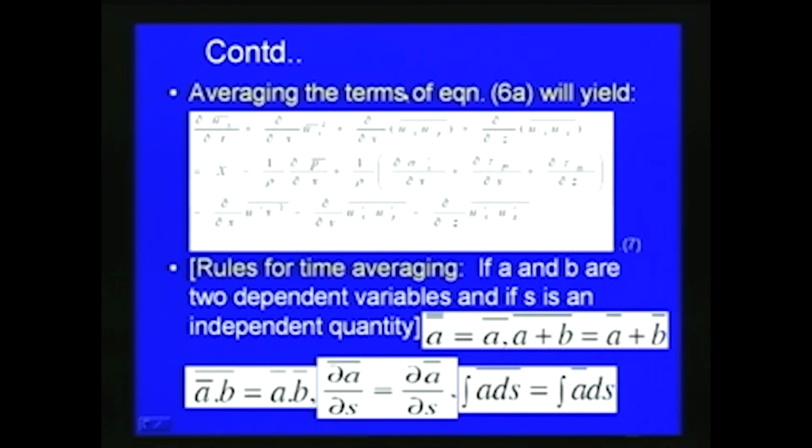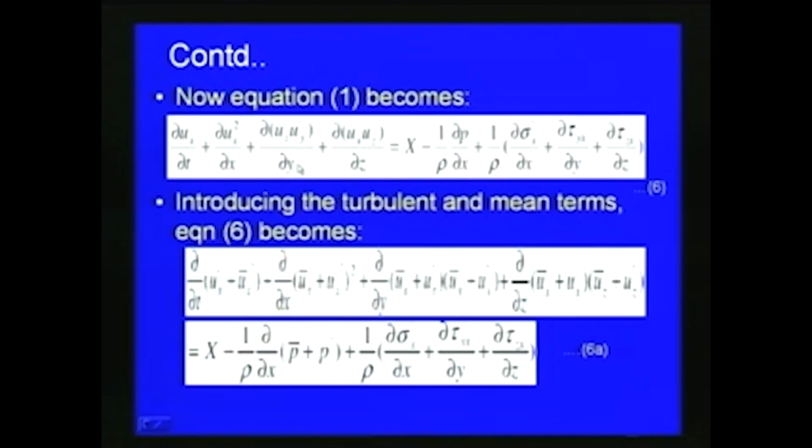Now, in advanced mathematics there is a concept called averaging the terms, which is defined here. The rules for time averaging are, for example, some of the terms expressed here. If a and b are two dependent variables, then we can time average as given in this equation: the double bar of a is a bar, and a plus b bar is like this. Various time averaging can be done as given in standard advanced mathematics textbooks. This time averaging concept we will be using here for the earlier equation 6a.